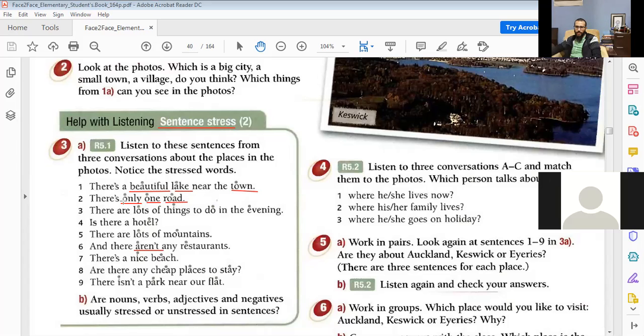What about only? I think it's an adverb or adjective. It's not a verb. It's not a noun. I think maybe it's an adverb. Only one, because one sounds like a noun here. One road. One and road are nouns. So maybe only is an adjective in this situation. I'm not sure, to be honest. But it's not a verb and it's not a noun. And it's stressed, right? Only one road. All three of them are stressed.